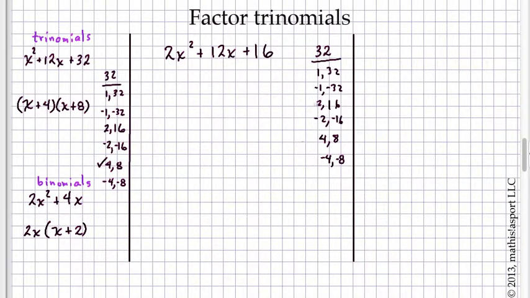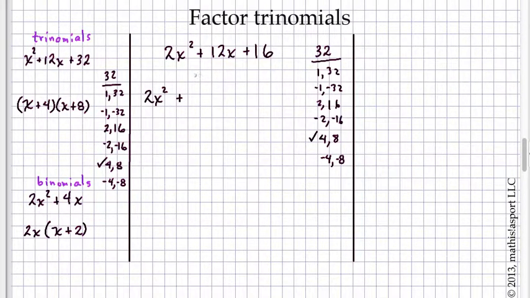Okay. So now we look at the center number just like before, and we ask which one of all of these adds up to the middle number, the 12. And here it is. But what we do now is a little bit different. Whereas before we would just write x plus 4, x plus 8, because this number here in front of the x squared is not 1, there's an extra 2 steps involved. And that's what I'm going to teach you now.